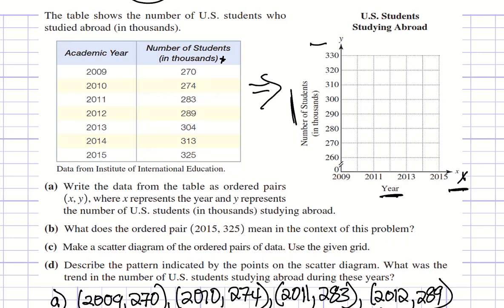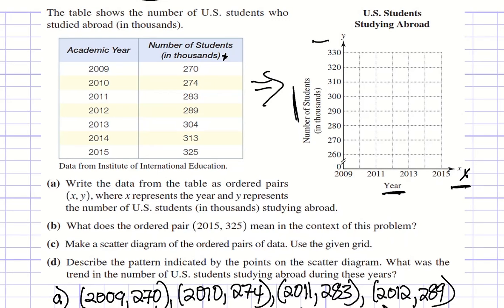So in 2009 there were 270, so this one is easy. See, 2009, 270 right there. 2010 has 274. By the way, look at the scale. See, 260, 270, 280. So there's 10 between the numbers.